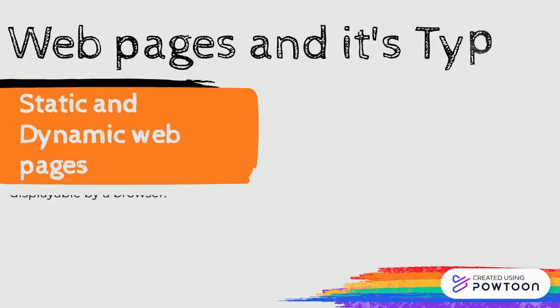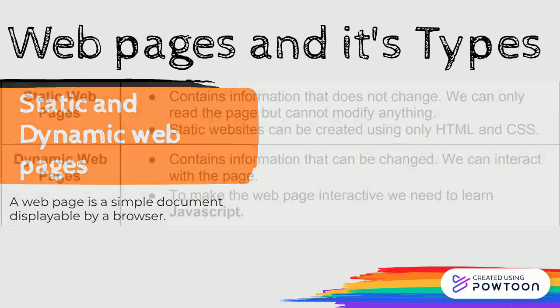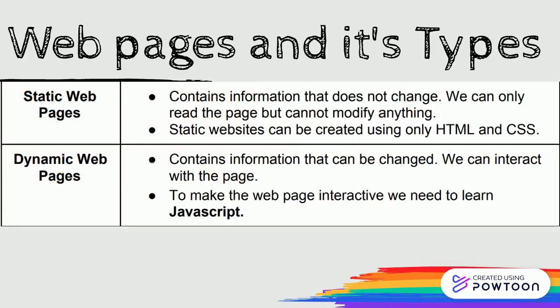There are two types of web pages, that is static and dynamic web page. The information in a static web page cannot be modified, it is still and we cannot change it. Whereas in a dynamic web page, the information can be modified and changed. JavaScript is the programming language used to create dynamic web pages, whereas HTML and CSS are used to create static web pages.